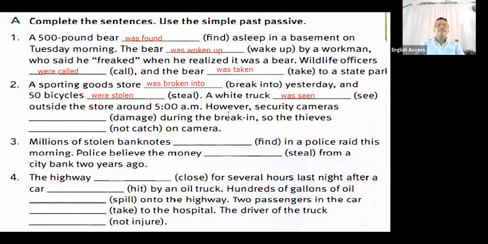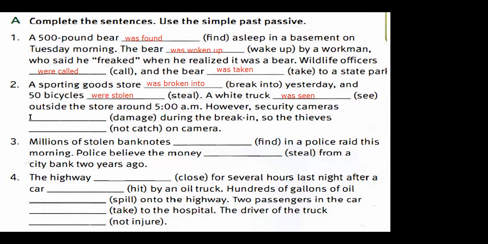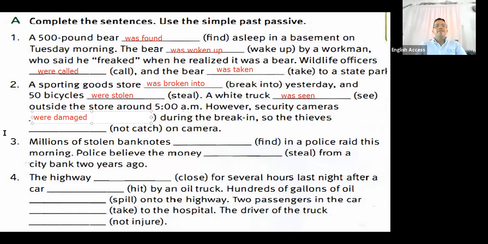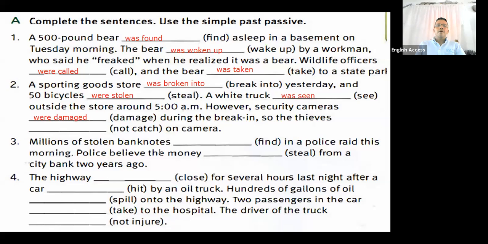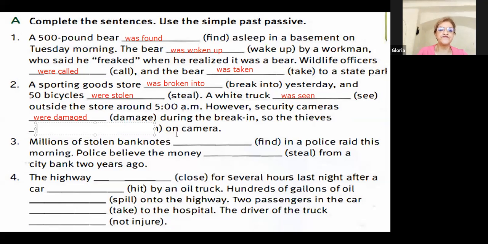However, security cameras. Gibran? However, security cameras were damaged during the breaking. Yes, were damaged. Damage. So the thieves. Gloria, for the thieves. Yes, teacher. During the breaking, so the thieves was not catched on camera.